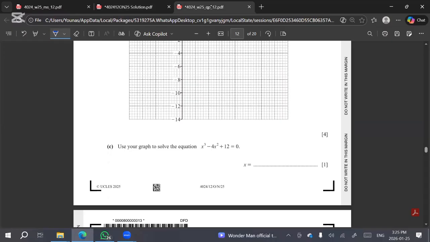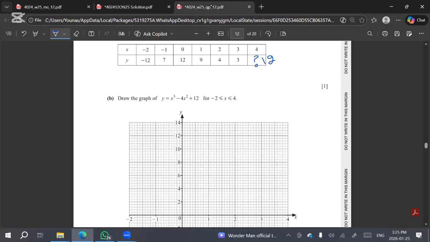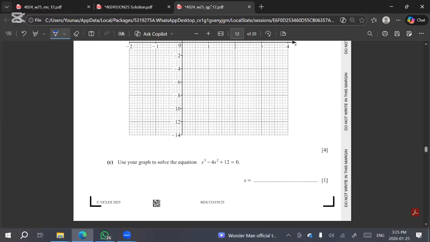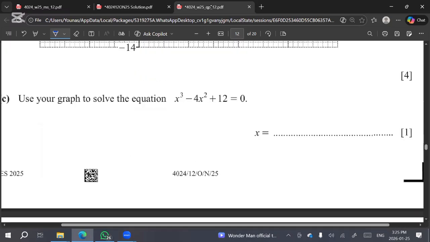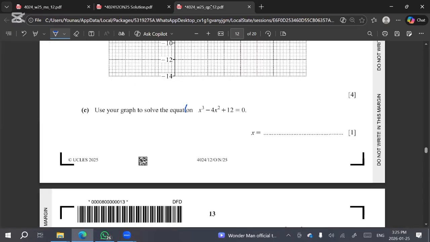Use your graph to solve this equation. This is a very important question. It is x cubed minus 4x squared plus 12 equals 0. Very simple. Let me show you. You can see this is the main equation of that curve.